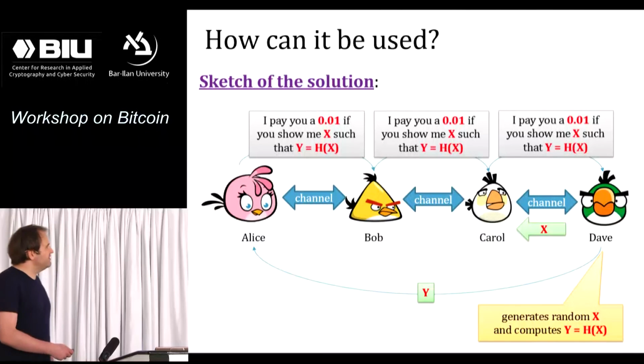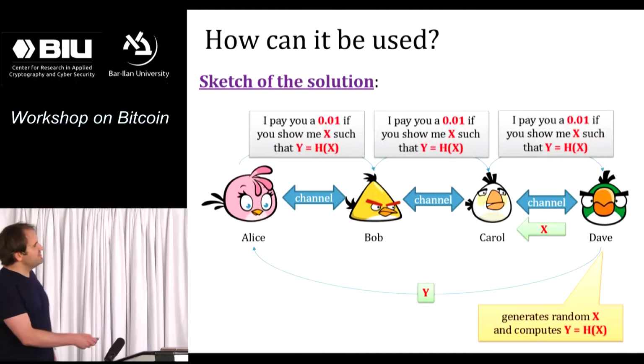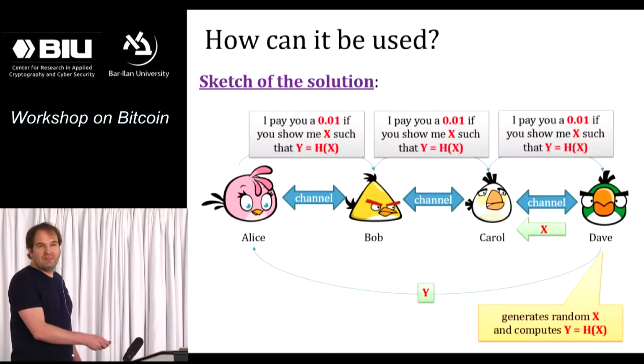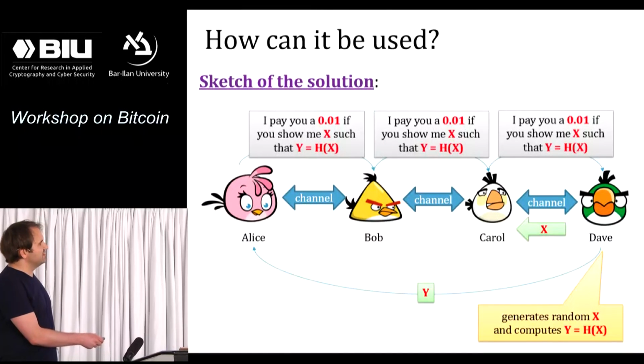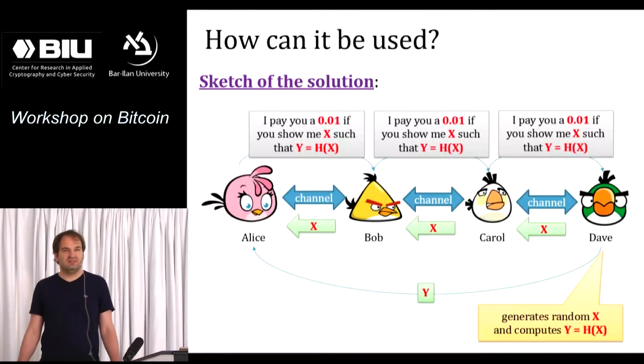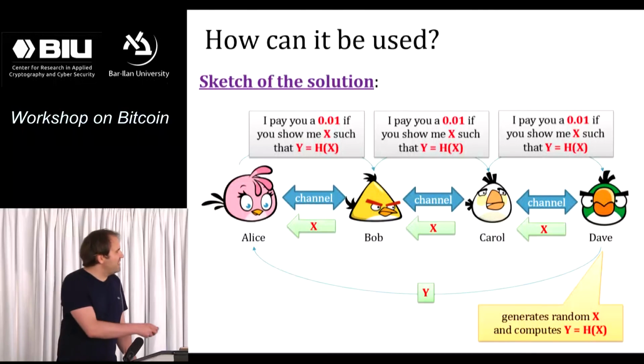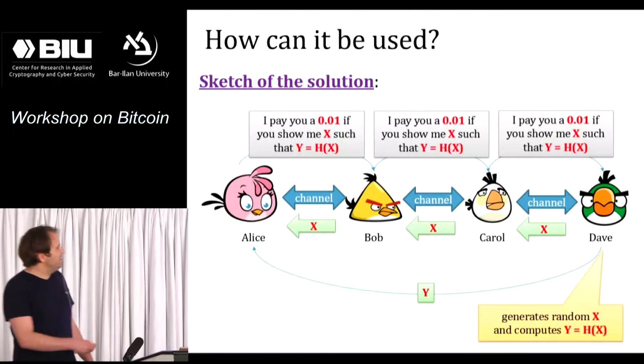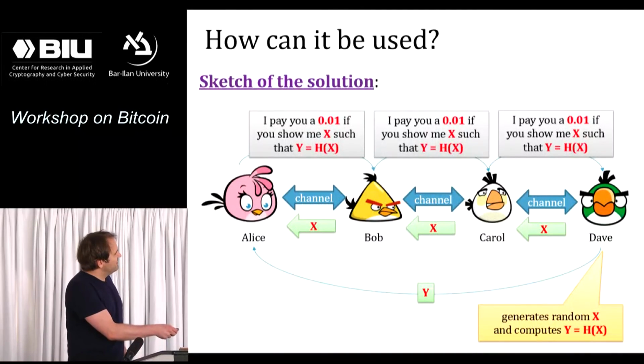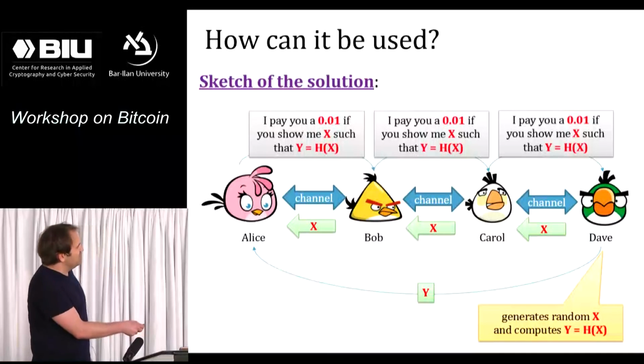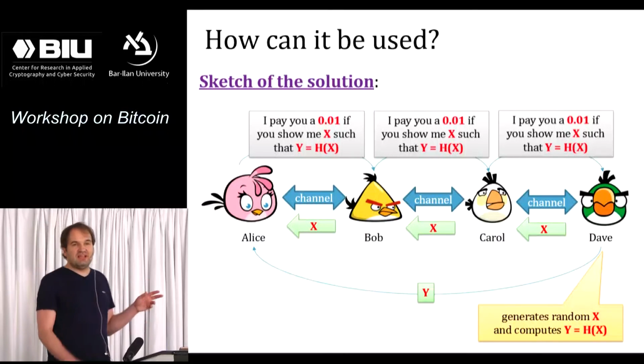In order to claim this money, Dave has to publish x, send x to Carol, and then Carol knows x so she can claim money from Bob, and Bob can claim money from Alice. So you use this hash lock feature to guarantee that only a person who knows a given password, given x, can claim the money.